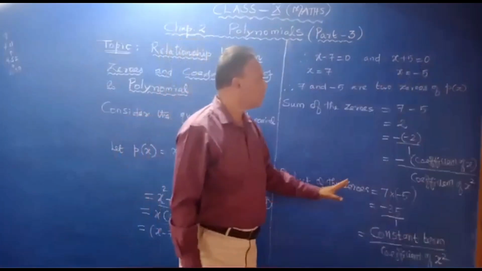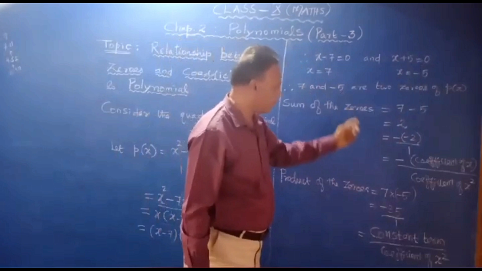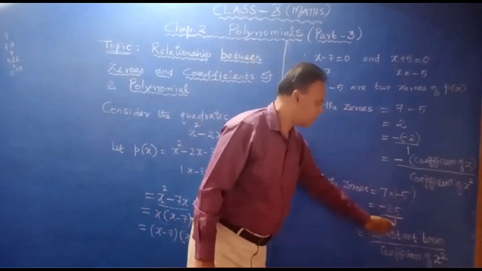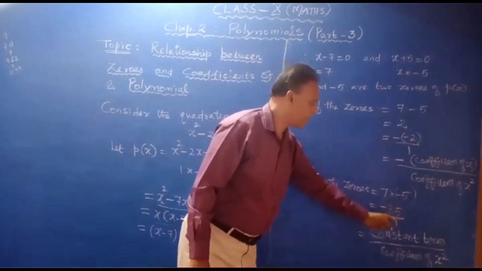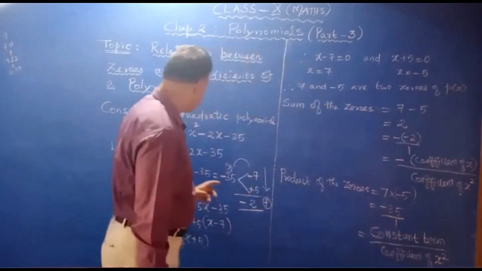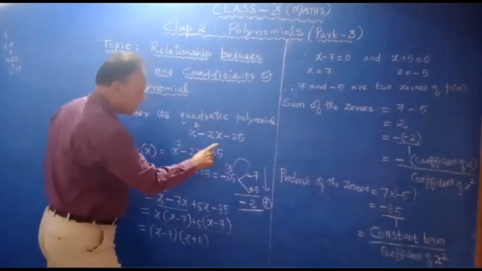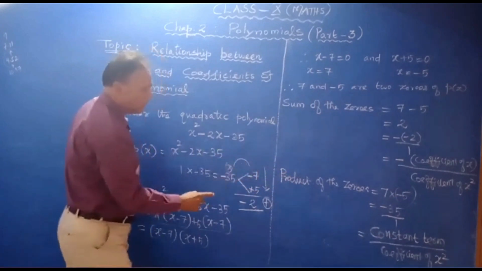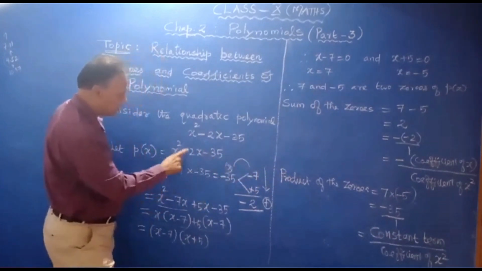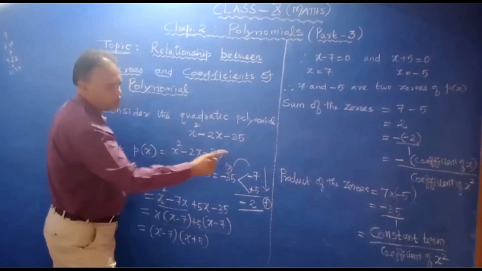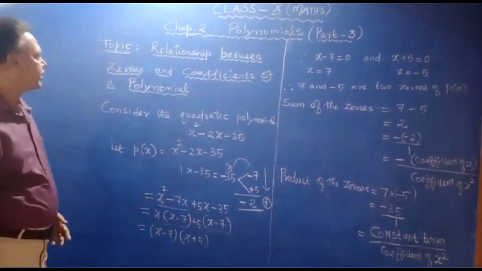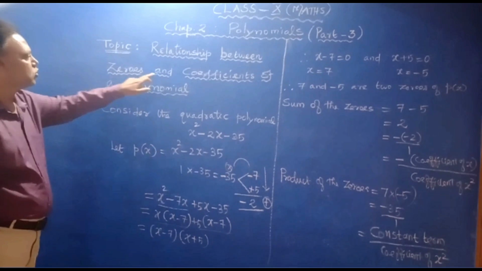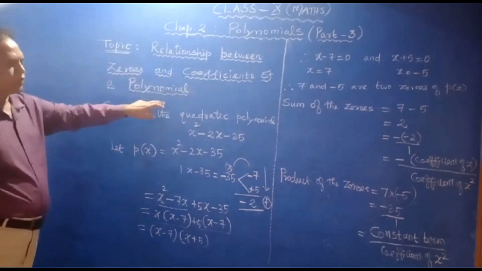Product of the zeros: 7 into minus 5 is minus 35. Clear? Minus 35 can be written as minus 35 by 1. So minus 35 is the constant term and 1 is the coefficient of x squared. Hence verified the relationship between zeros and coefficients of a polynomial.